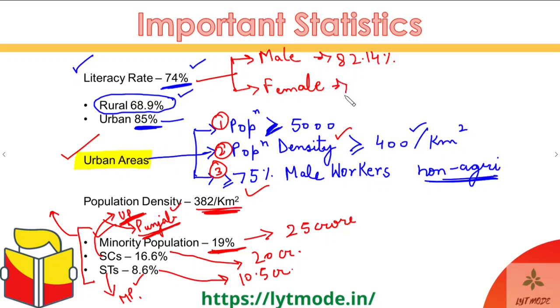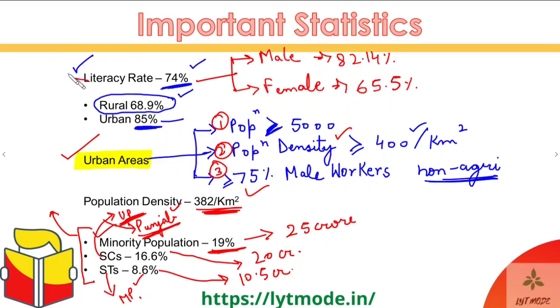And for females, it is of course going to be lower because of the patriarchal way that our society has always been, and because of a lot of social evils that we are still trying to get rid of. So it is definitely lower. And how low is it? It is merely 65.5%. You again need to know this figure as well.